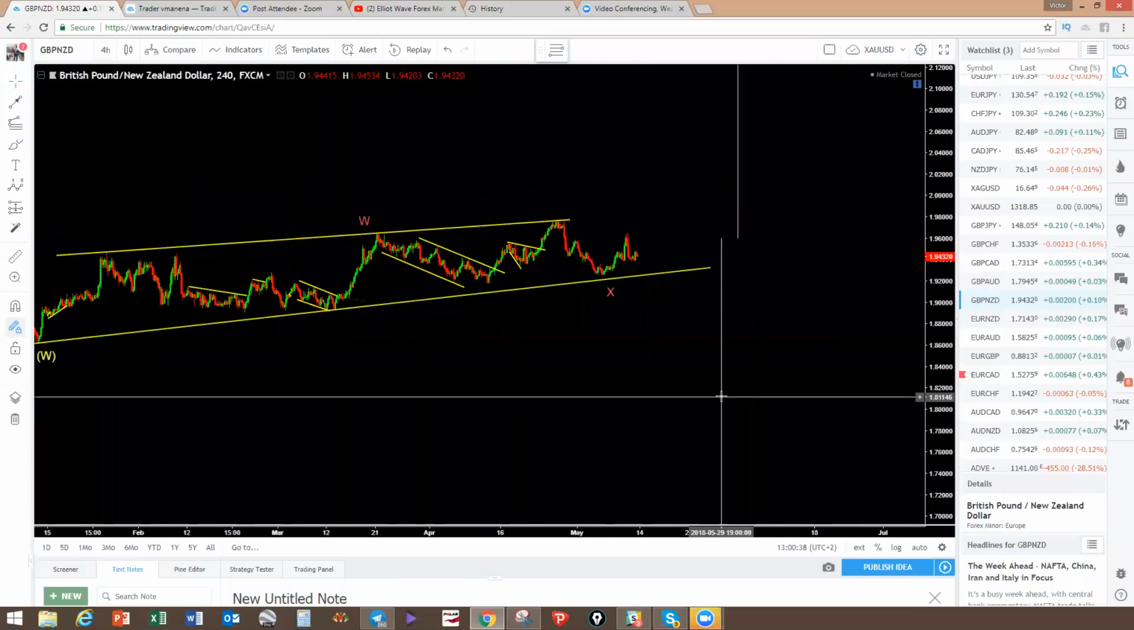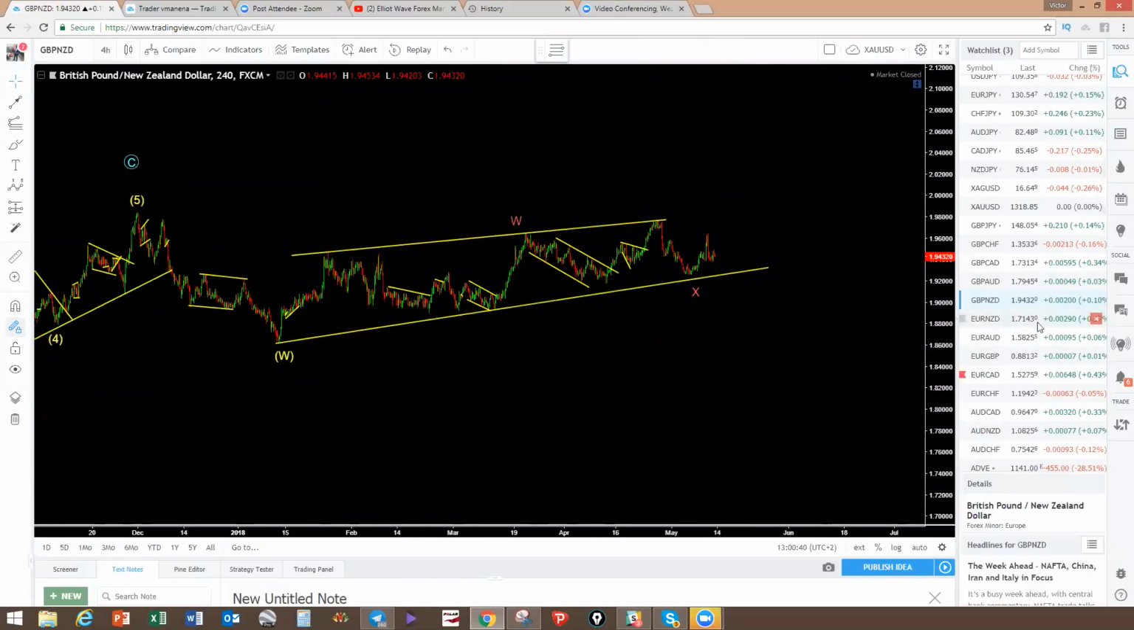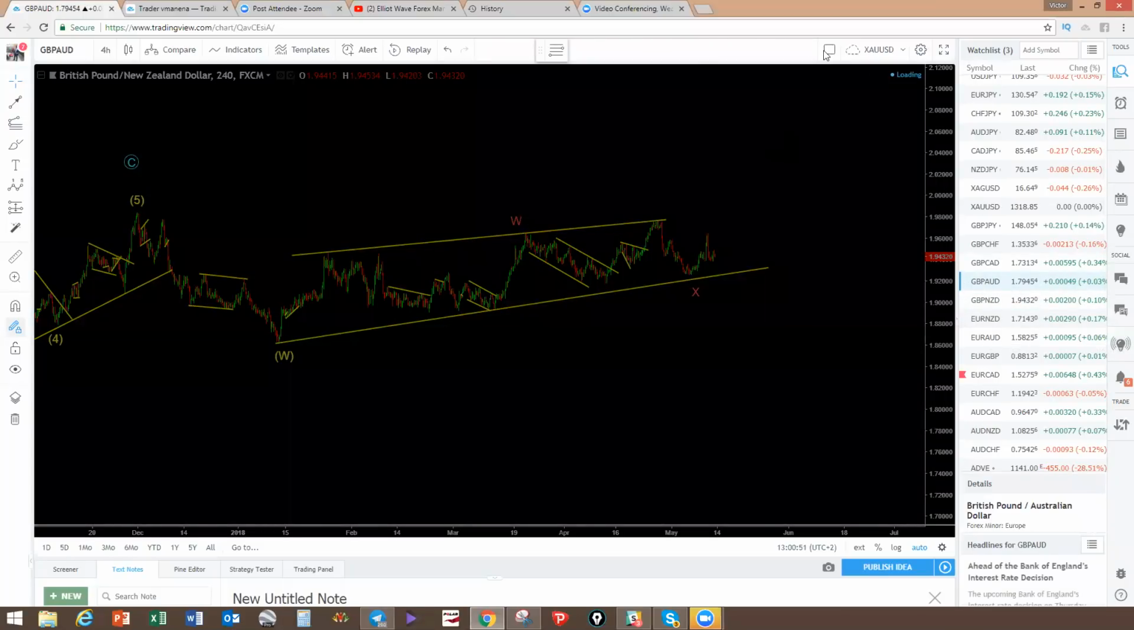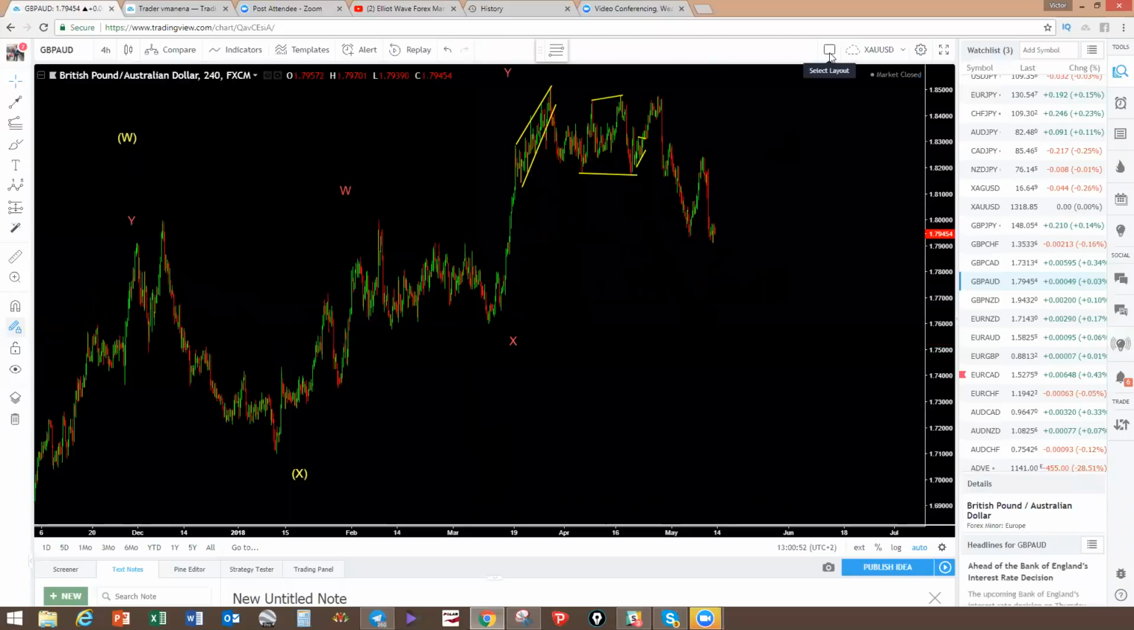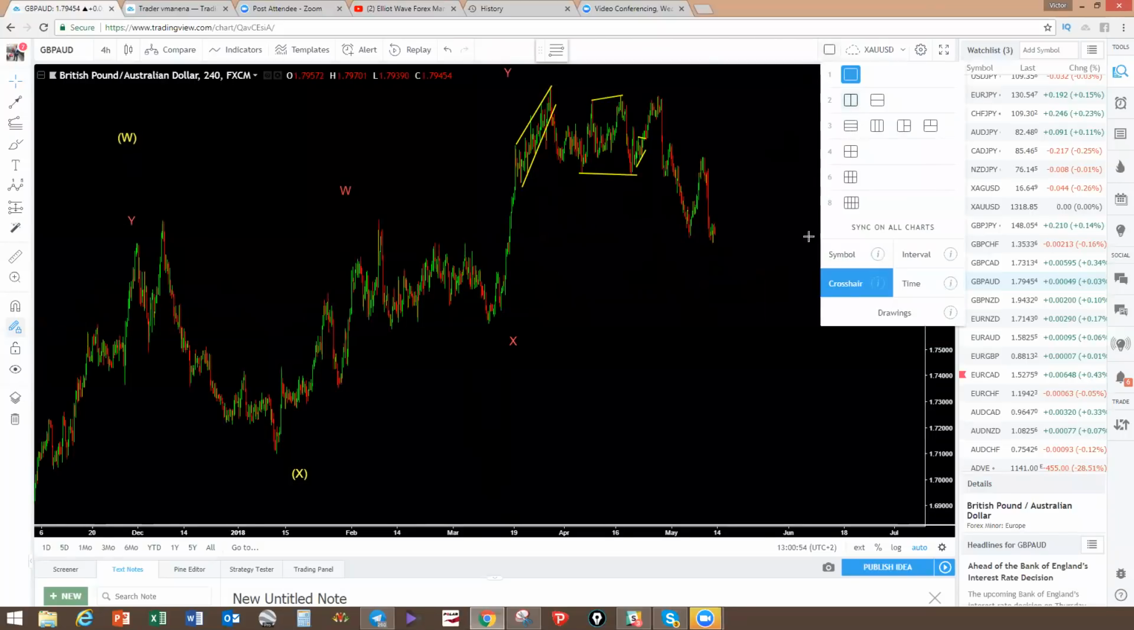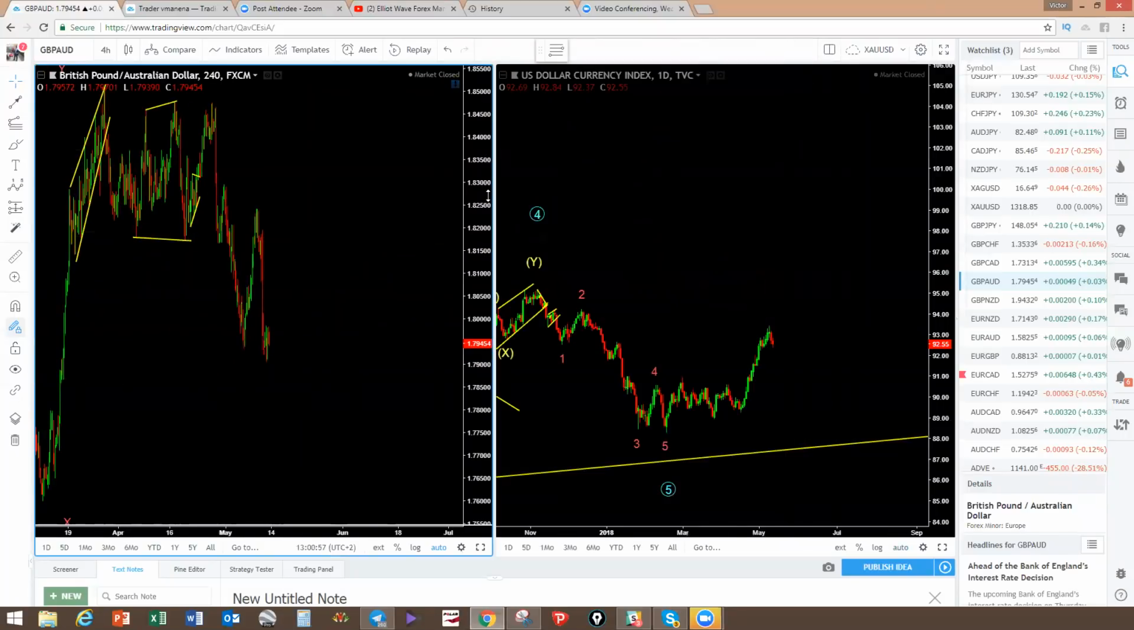All right. Pound New Zealand. So I want to do pound Audi and pound CAD and show the correlation again that is playing out perfectly here. So on the left hand side, I've got pound Audi.